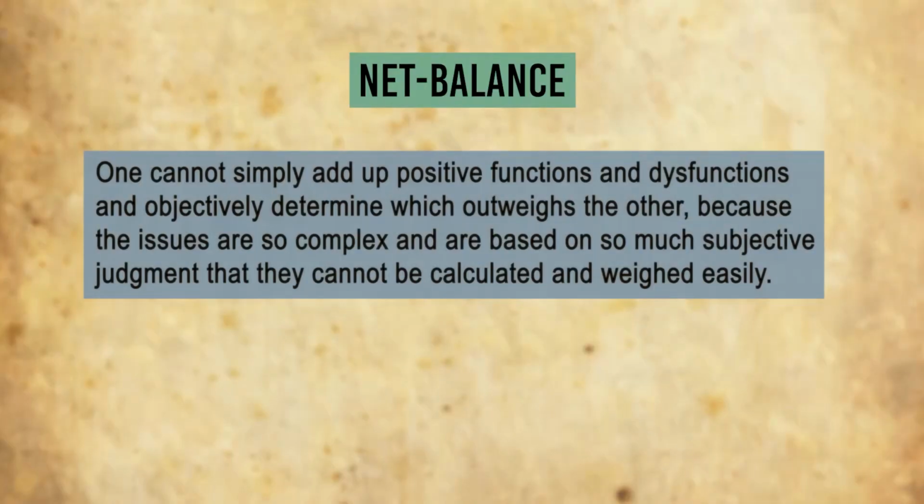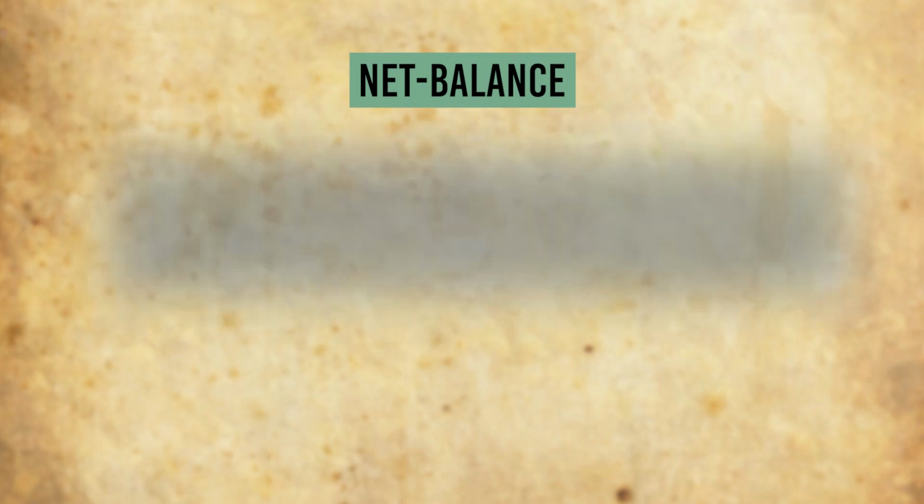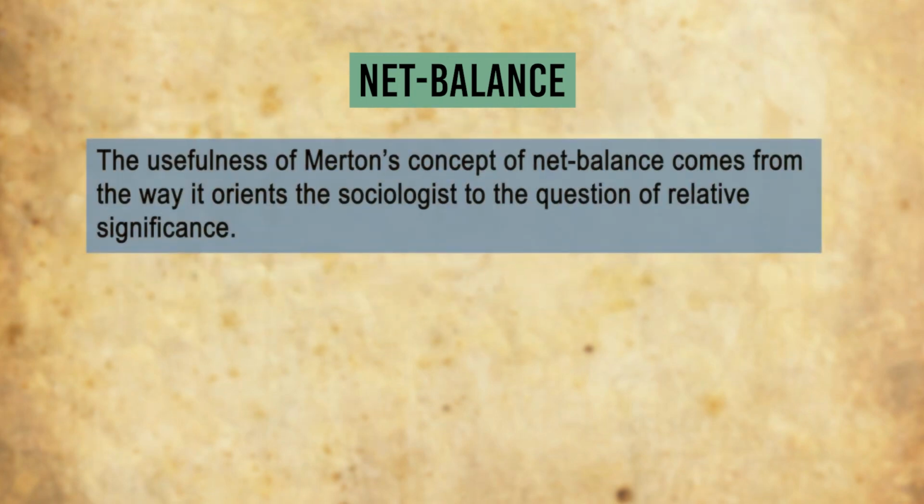So now we are talking about net balance, and how you will understand whether the system is more functional or dysfunctional. One cannot simply add up positive functions and dysfunctions and objectively determine which outweighs the other, because the issues are so complex and based on so much subjective judgment that they cannot be calculated and weighed easily. The usefulness of Merton's concept of net balance comes from the way it orients the sociologist to the question of relative significance, or whether it is functional, and for which group.